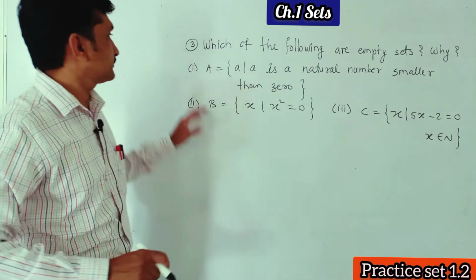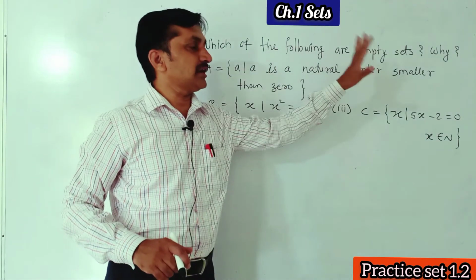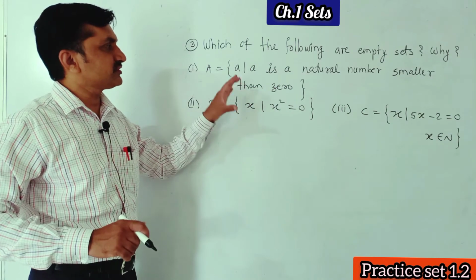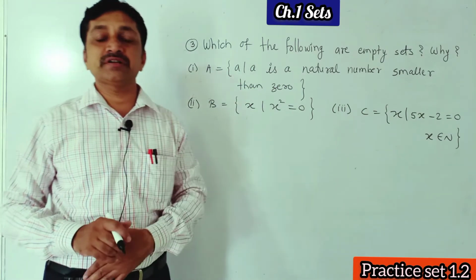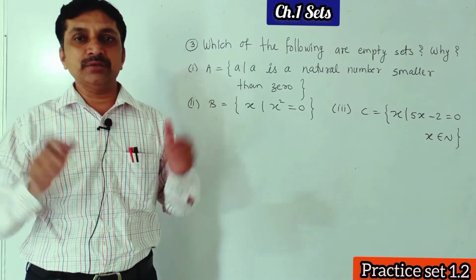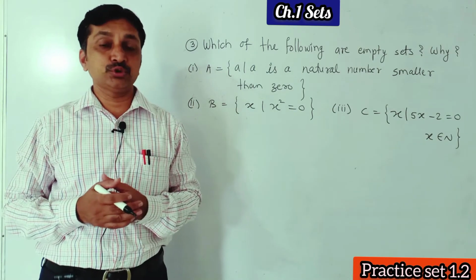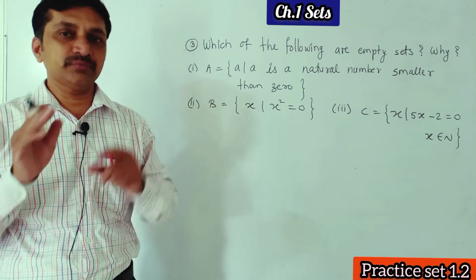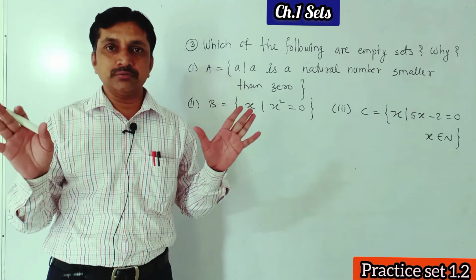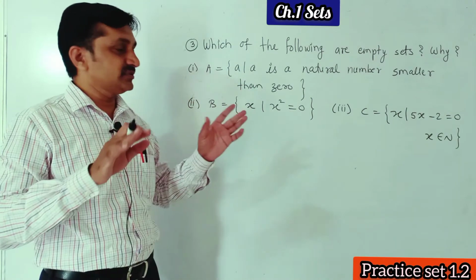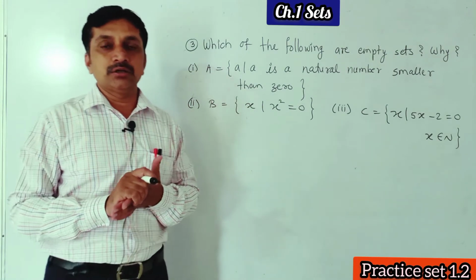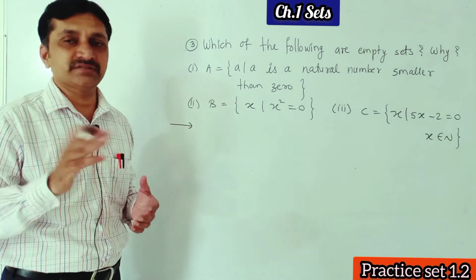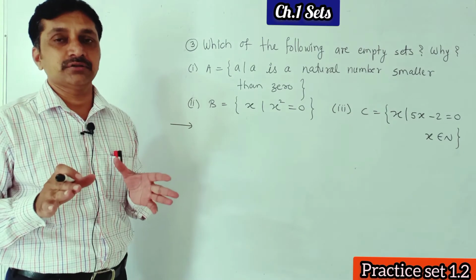Dear students, question number 3. Which of the following are empty sets? Why? 3 sets are given. We have to identify which set is an empty set. The definition of an empty set is that there is no element in the set, nothing. Nothing means not even 0; 0 we can't write, because if there is 0, then it is a singleton. Empty set means impossible set or null set, that is what it is called. If you don't get an answer, then that is an empty set.